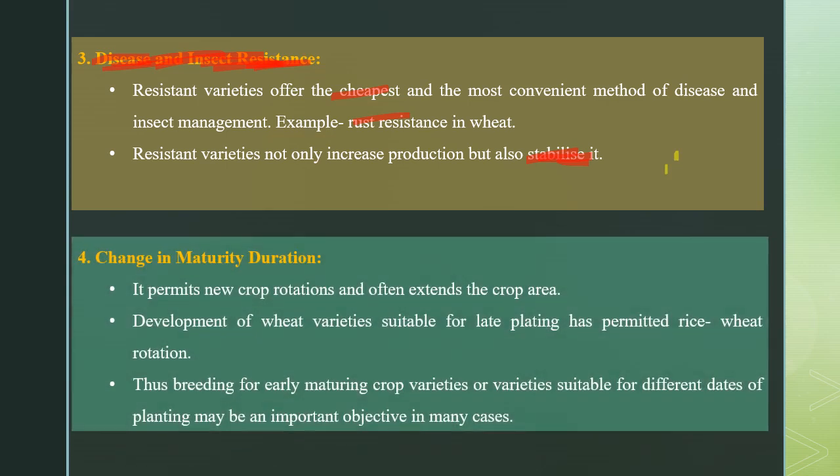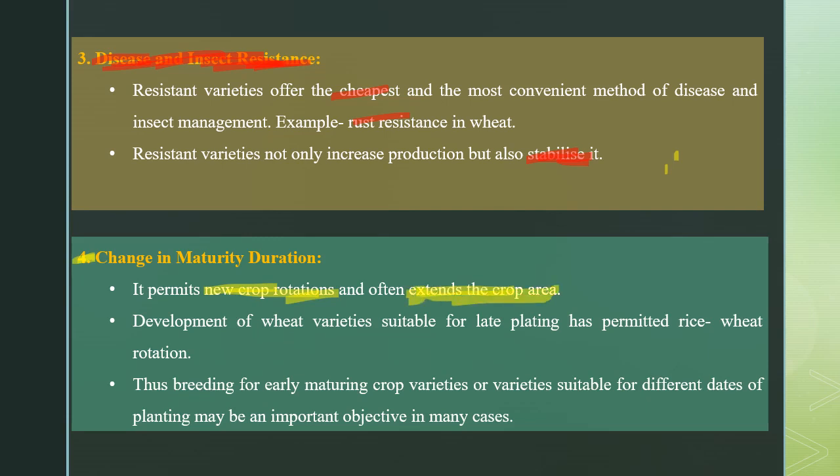After that, there is a change in the maturity duration. Maturity means a crop which we have sown will mature in time. It will take about 3 to 4 months depending on the crop. If we alter the maturity period, for example to fit one extra crop in our crop scheduling, we can use the early varieties. So for making those varieties, we need to change the maturity duration. It permits new crop rotation and often extends the crop area.